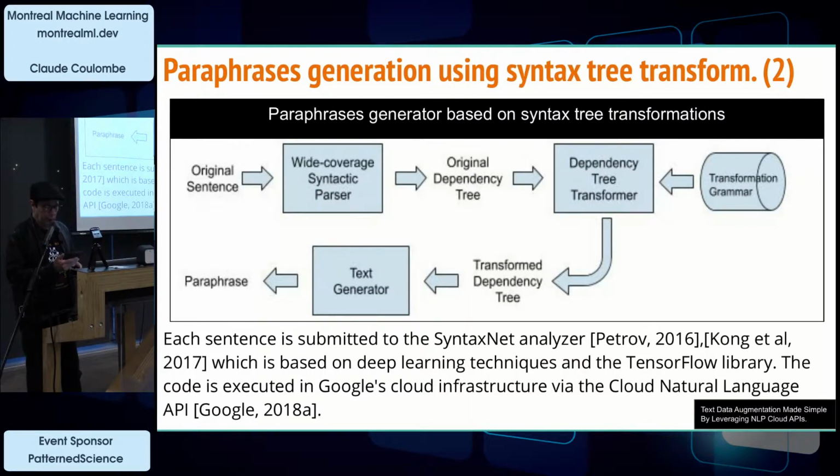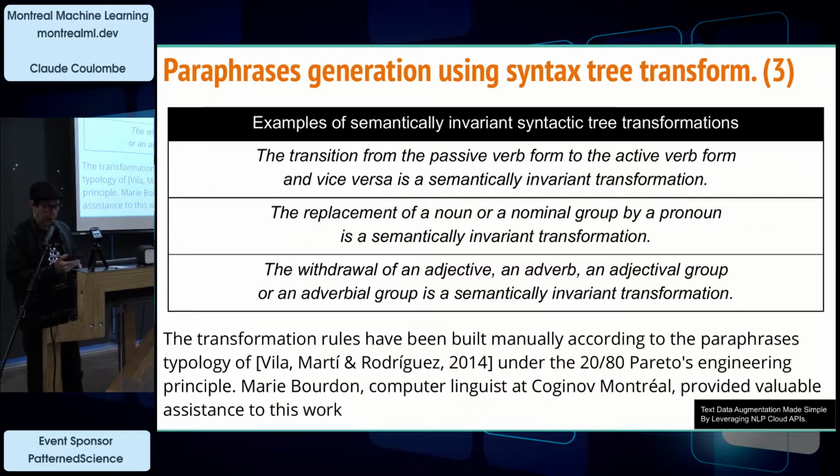The transformation rules have been built manually according to the paraphrase typology of Vila, Martí, and Rodríguez, under the 80/20 Pareto engineering principle. Marie Bourdon, computer linguist at Cogenev Montreal, provided valuable assistance to this work.